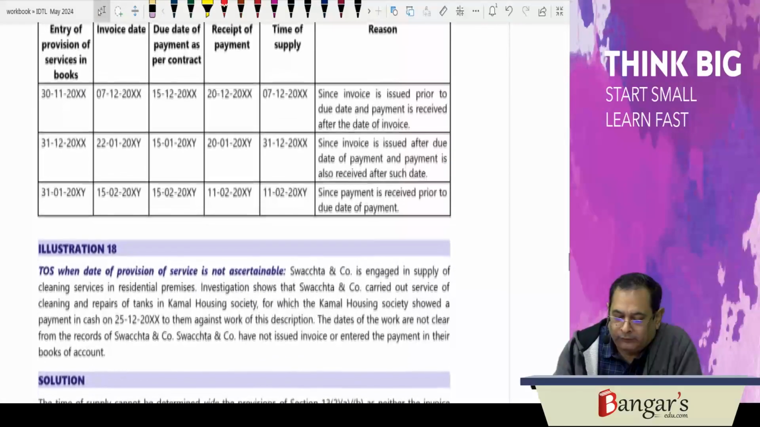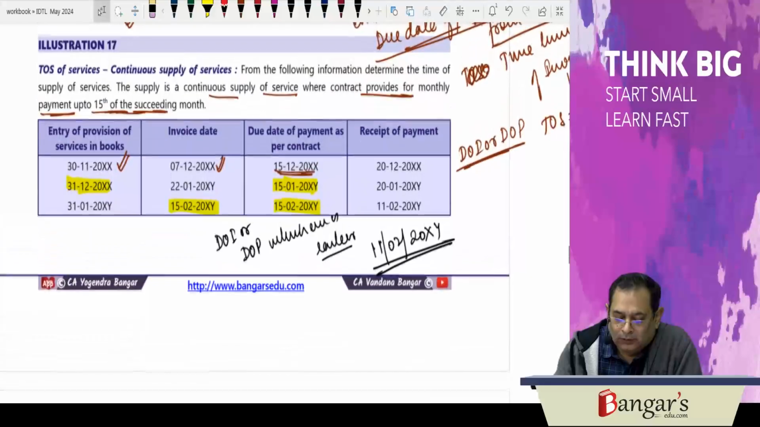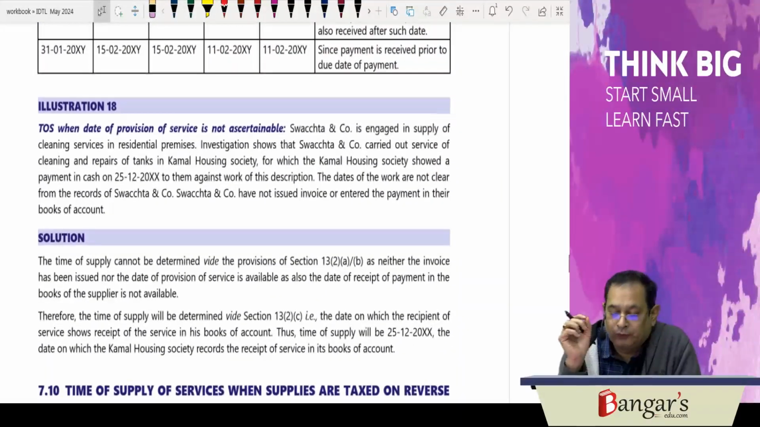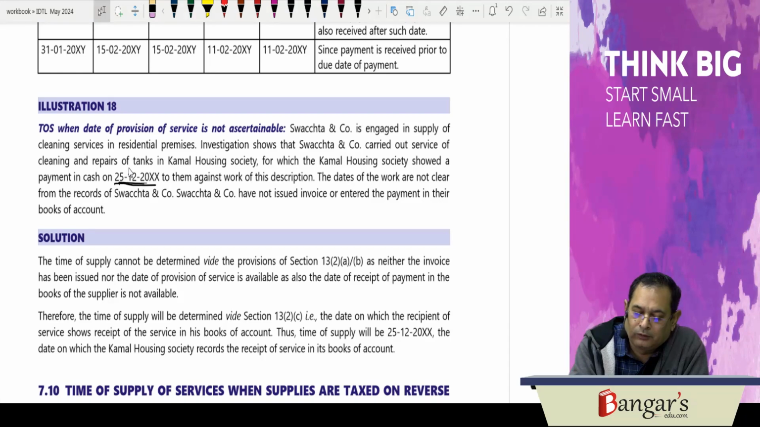Now here, next is Swachhata and Company, engaged in supply of cleaning services in residential premises. Investigation shows that Swachhata and Company carried out cleaning and repair of tanks of Kamal Housing Society, for which the Kamal Housing Society showed cash payment on 25/12. The dates of work are not clear from the records of Swachhata and Company, and they have not issued the invoice or entered the payment in their accounts.